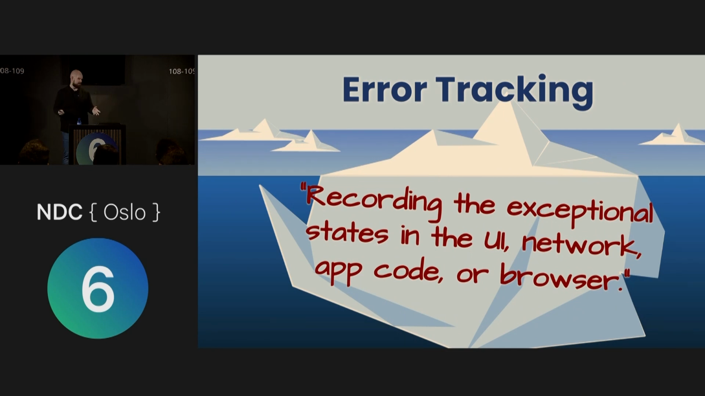So let's define it, so we're all talking about the same thing. When I say error tracking, I mean recording those exceptional states. Something is not as it should be. Those exceptional states in the UI, network, application code, or browser that make up our client-side experience. The client side is, as many have described, the most hostile development environment imaginable. Errors are going to happen. Recording them and their trends allows us to understand the resiliency in our code.